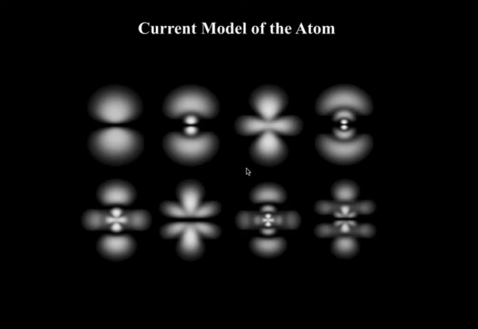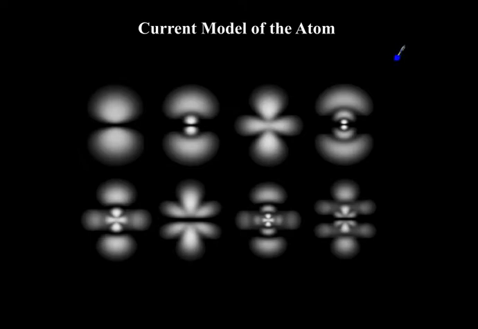Today I'm going to talk about the current model of the atom as well as how we use quantum numbers to figure out where an electron is likely to be located inside of an atom. So the previous model of the atom was the Bohr model.